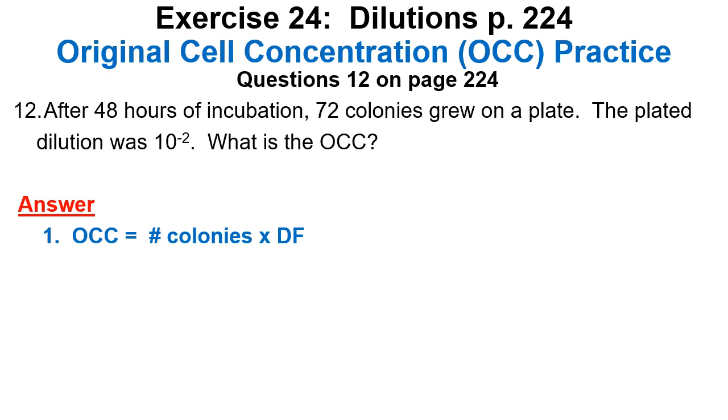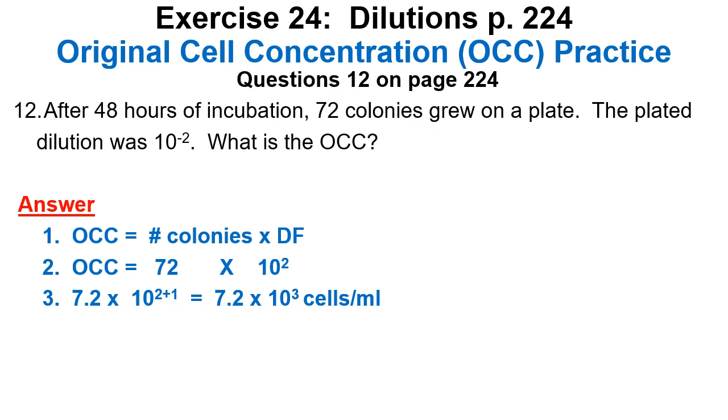Our OCC is going to be the number of colonies. In this case, it's 72 colonies times the dilution factor. Recall, the dilution factor is the reciprocal of the dilution. So OCC is 72 times 10 to the 2. The 10 to the 2 is the inverse of the dilution, which was 10 to the negative 2. Our number is not in scientific notation, so we need to continue.